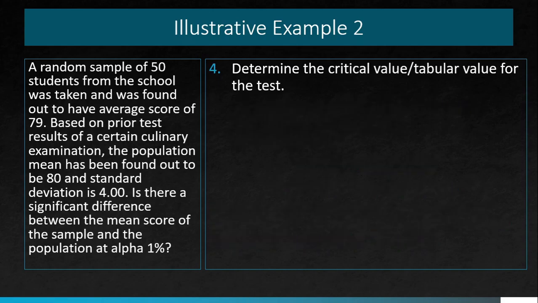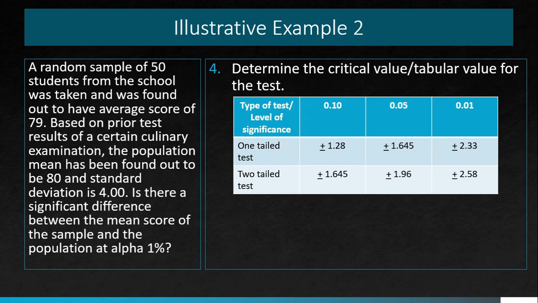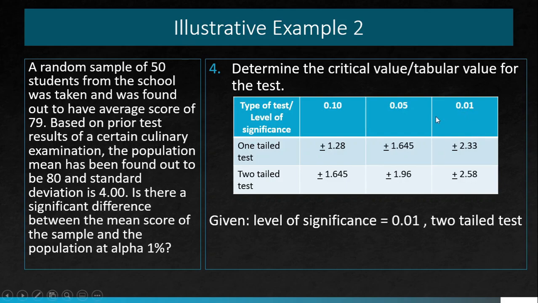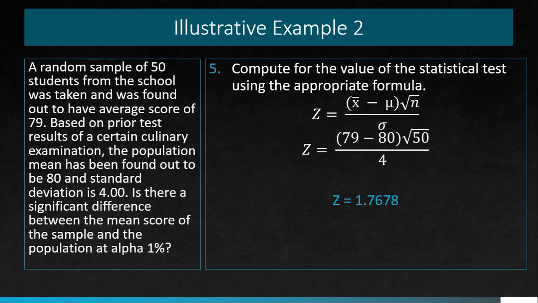So next, we will now determine our critical value. What will be our critical value now? What type of test are we going to use? Two-tailed, based from the given. And what's our alpha level? It's 0.01. Level of significance is 0.01. We'll be using a two-tailed test. Therefore, our critical or tabular value is 2.58. There, 2.58.